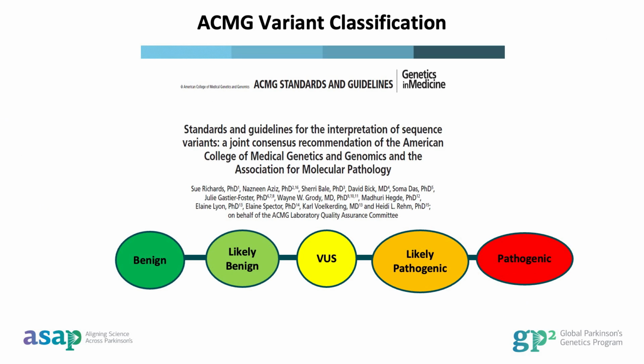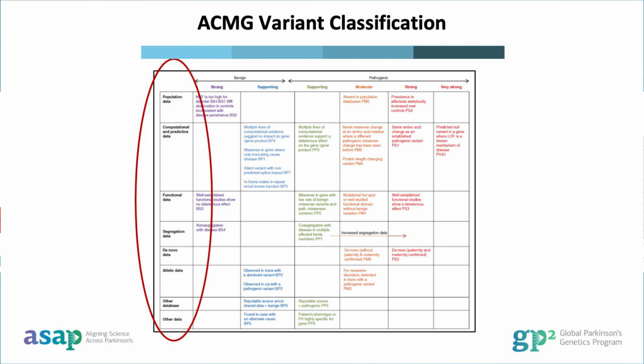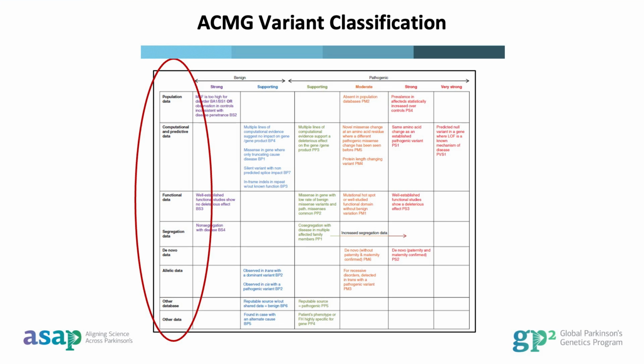To accomplish this, in 2015, the American College of Medical Genetics and Genomics released guidelines allowing the classification of variants in a standardized way into 5 different groups: benign, likely benign, variant of unknown significance or VUS, likely pathogenic, and pathogenic. For variants classified as pathogenic and benign, there is almost 100% certainty of their effect. For likely pathogenic and likely benign variants, there is a greater than 90% certainty of their effect, while for VUS, available evidence is inconclusive.